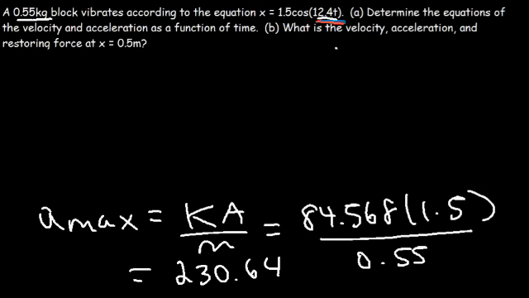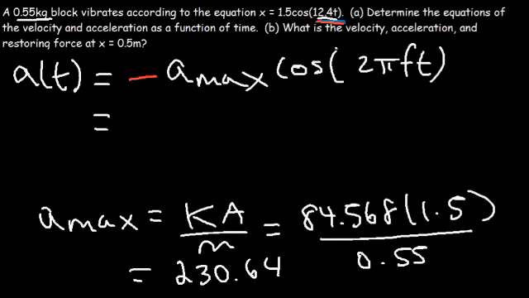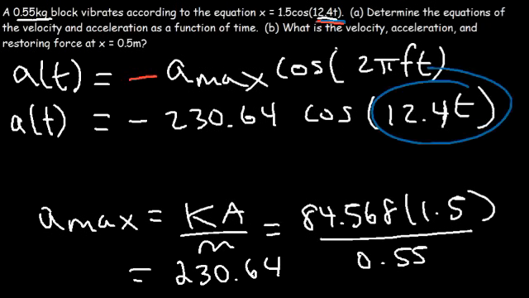The equation for the acceleration as a function of time is equal to the negative maximum acceleration times cosine 2 pi f t. So that's going to be negative 230.64 cosine 12.4t. So if you have the position function, it's not that difficult to write the velocity function and the acceleration function. You need to know the generic equation. This part is going to stay the same. And you need to know the equations to find the maximum velocity and the maximum acceleration.